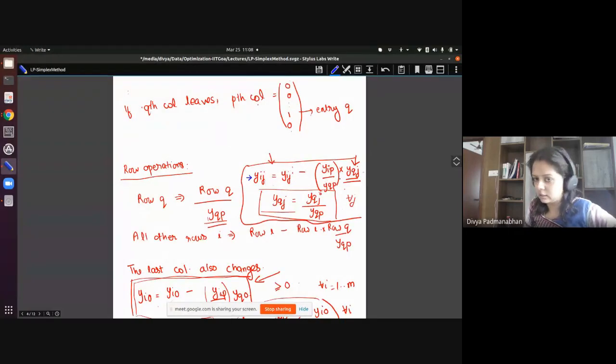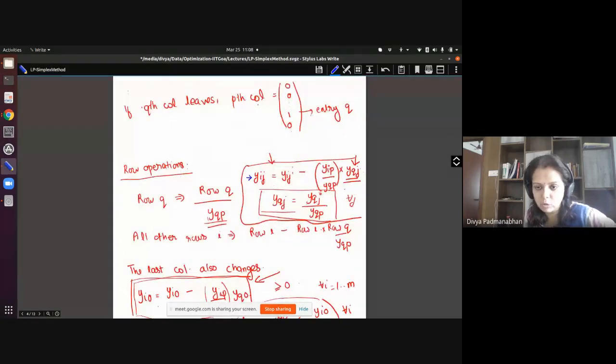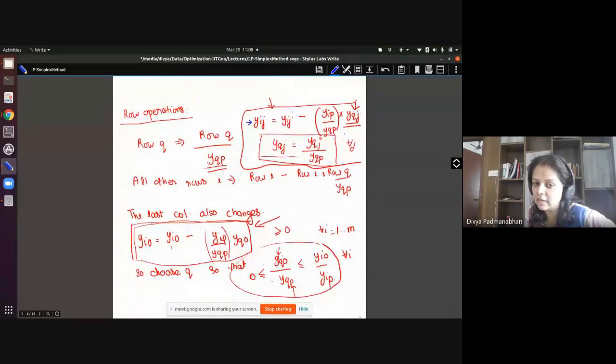Okay, so yij minus yip by yqp times yqj. So this is the ijth entry, the ith row and the jth column. That is going to happen for every part of the tableau, and in particular the last column will also change in this way. So yi0 becomes yi0 minus yip by yqp times yq0, by the same reasoning.